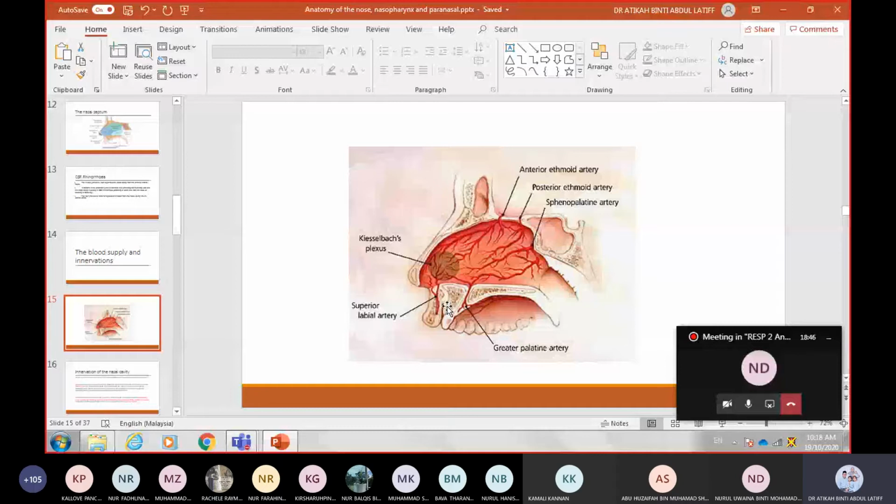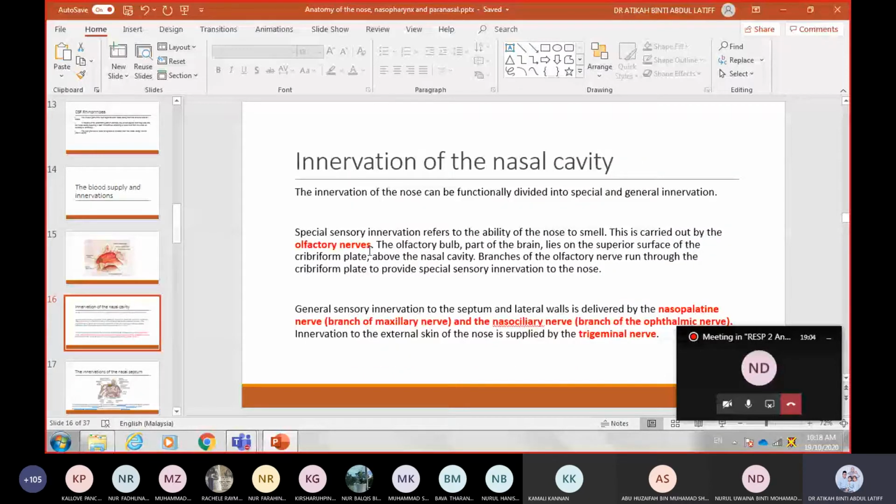So innervation is divided into two. One is for special sensory, where there are your olfactory nerves for sense of smell. As we mentioned earlier, it is at the cribriform plate of the ethmoid. And as for general sensation, if there is any injury in the nose, which nerves carry the sensation? They are the nasopalatine and nasociliary nerves. However, the external skin of the nose is supplied by the trigeminal nerve.